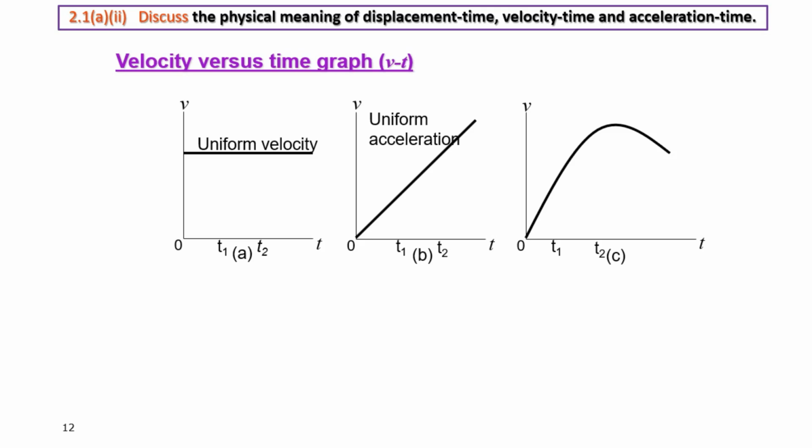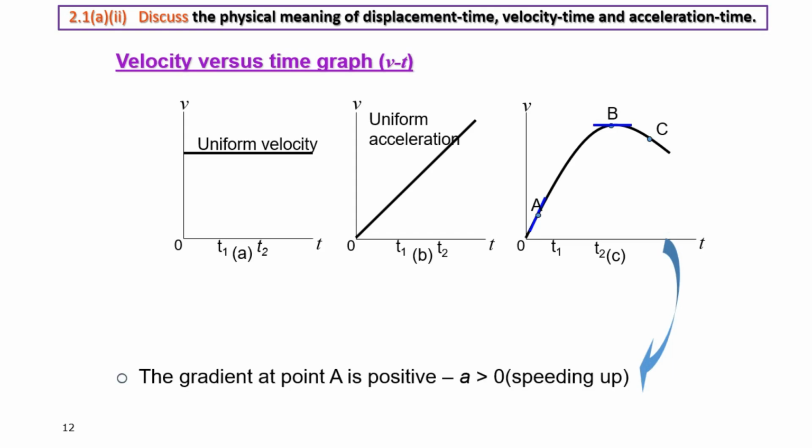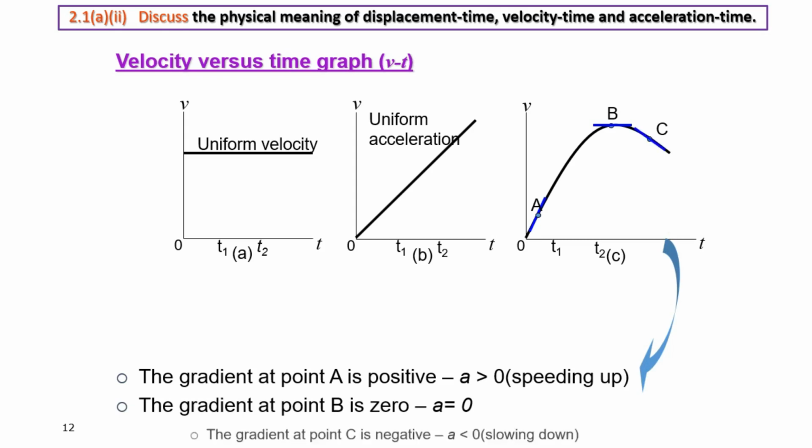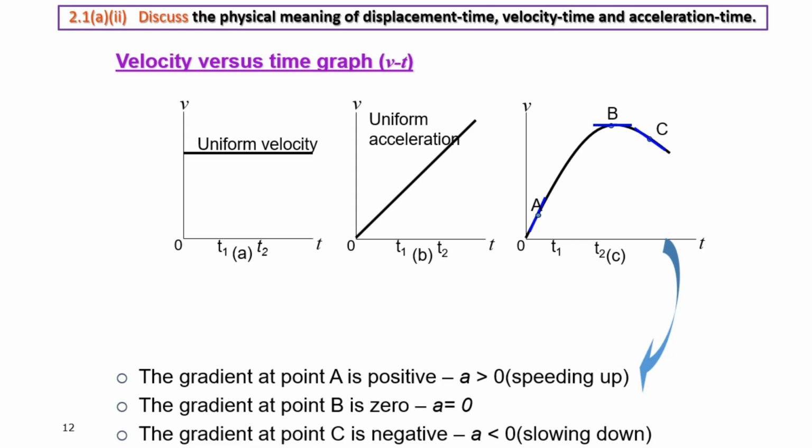For the third graph, you can see point A, point B, and point C. Point A is the same as the second graph. The gradient is positive, meaning that the object is speeding up. At point B, the gradient is 0, so the acceleration is 0. And at point C, the gradient is negative, which means that the object is slowing down.